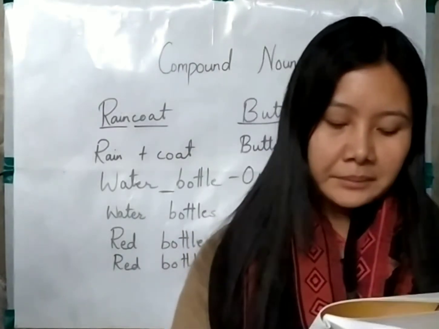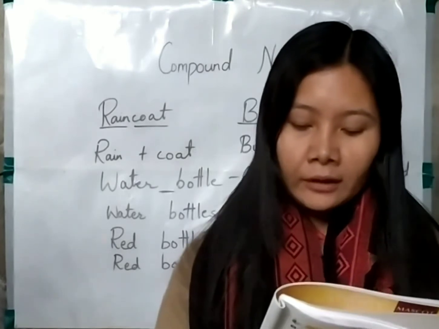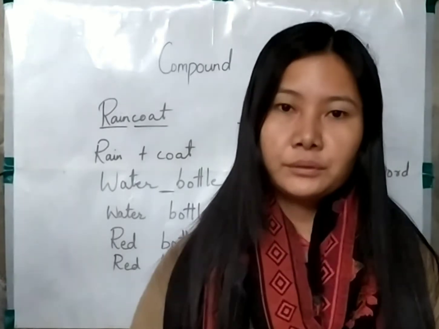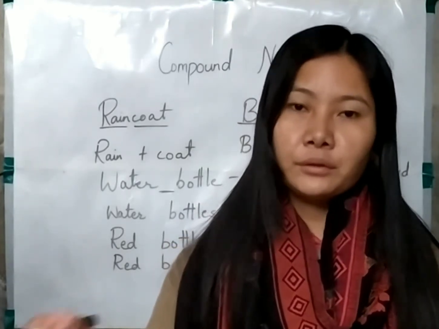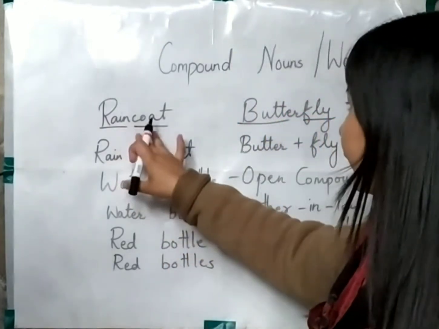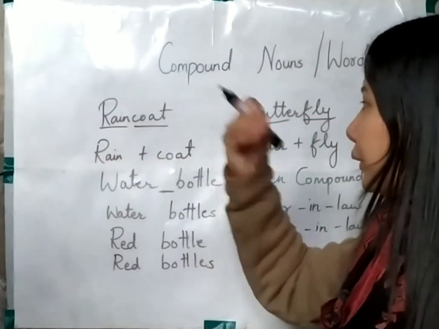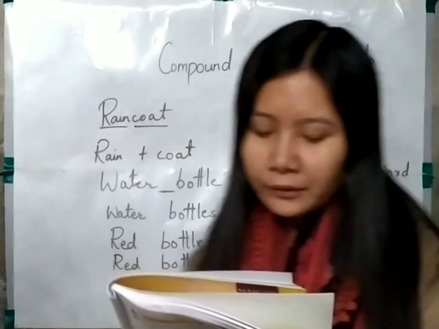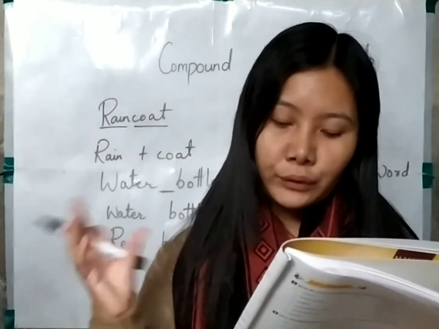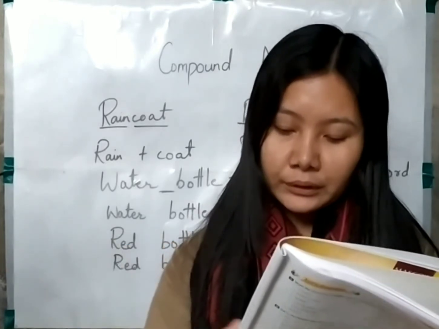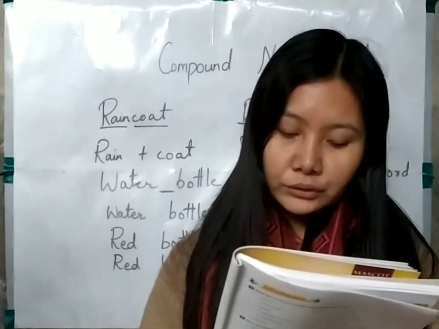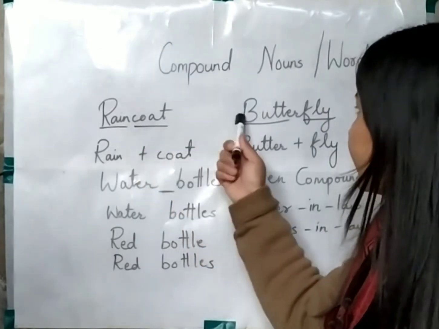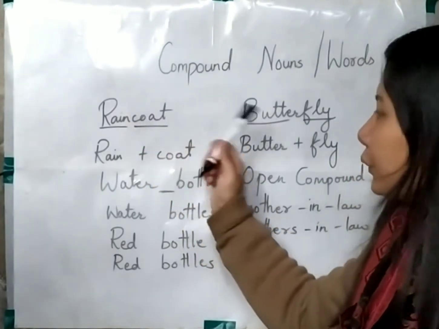Next you can see sometimes two words are joined together but are read as one word. We join two words together, and when we read them out together, like raincoat, butterfly, they are read as one word. These are called closed compound words.